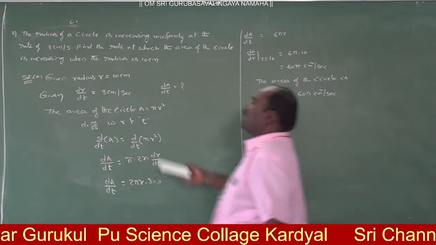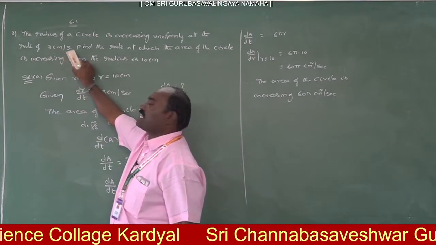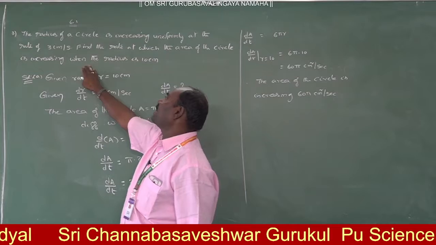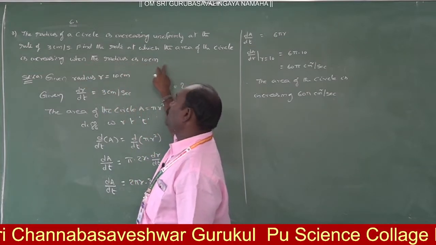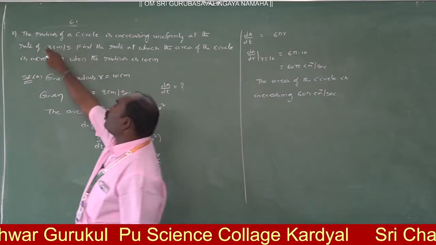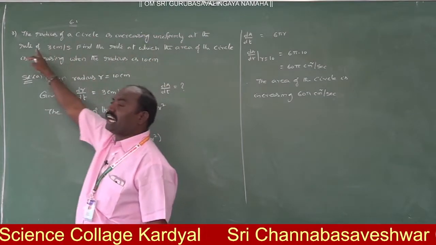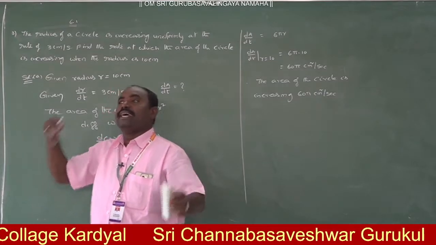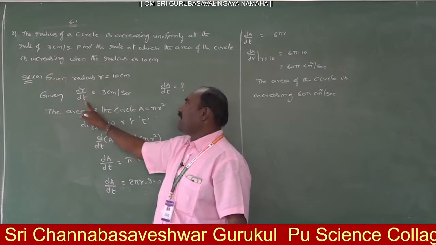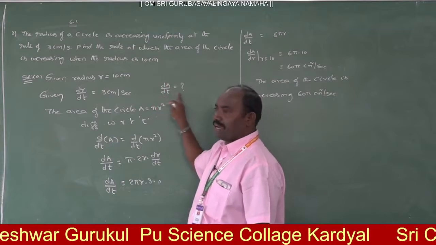The radius of a circle is increasing uniformly at the rate of 3 centimeters per second. Find the rate at which the area of the circle is increasing when the radius is 10 centimeters. So first we write given radius r equal to 10 centimeters. Here also given the radius of a circle is increasing uniformly at the rate of 3 centimeters per second. Radius is increasing means dr by dt with respect to t. dr by dt equal to 3 centimeters per second. Here area is increasing, that means we have to find dA by dt.